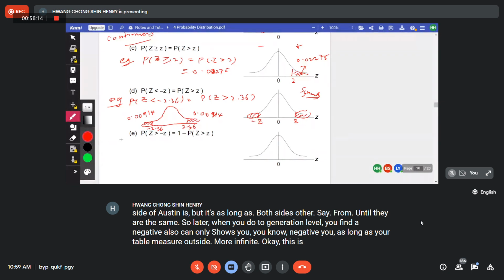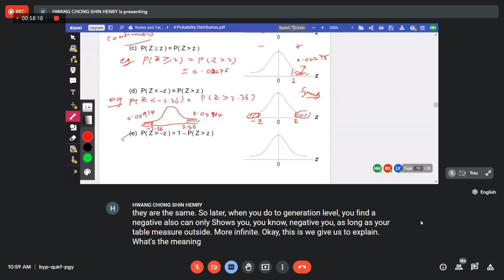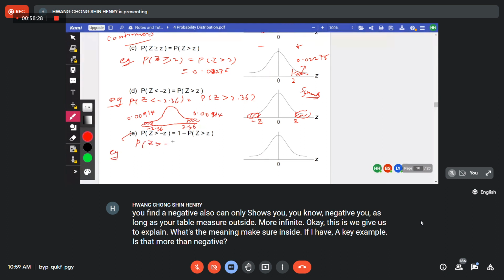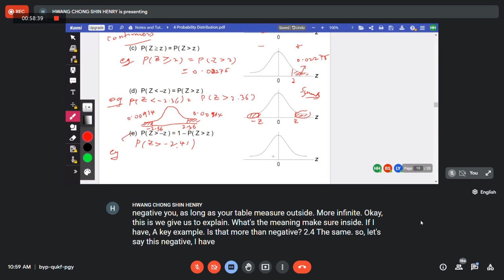Okay, this is we give us to part E. I will explain what's the meaning of measure inside. Now, if I have an example, Z more than negative 2.41, let's say. So let's say I use this converter, negative, I have to draw negative 2.41 here.